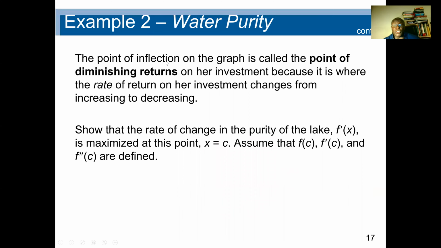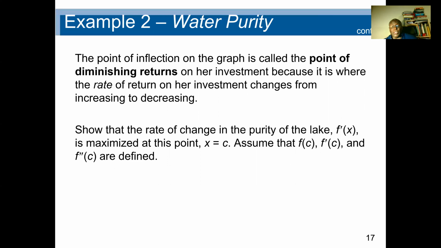So the point of inflection on the graph is called the point of diminishing returns on investment. When we are dealing with investment, it's the point of inflection on the graph. It's also called the point of diminishing returns when our returns start to decrease on her investment, because it is where the rate of return on an investment changes from increasing to decreasing.